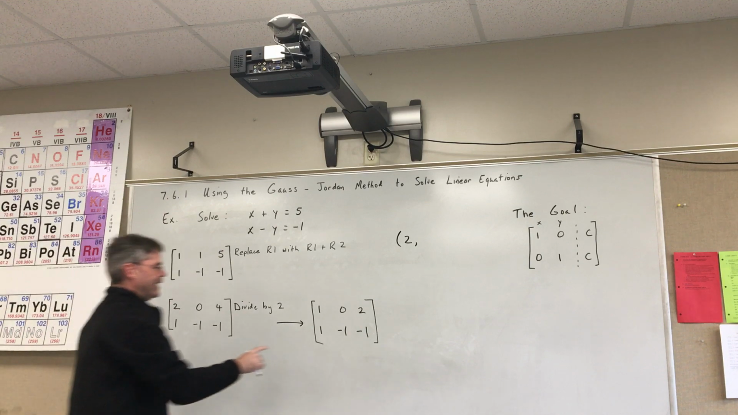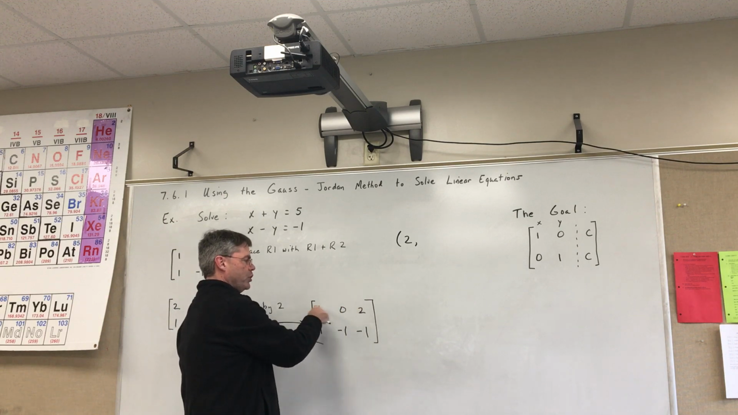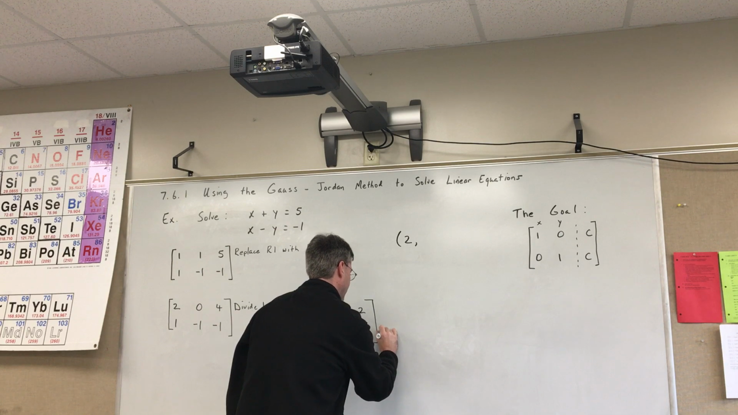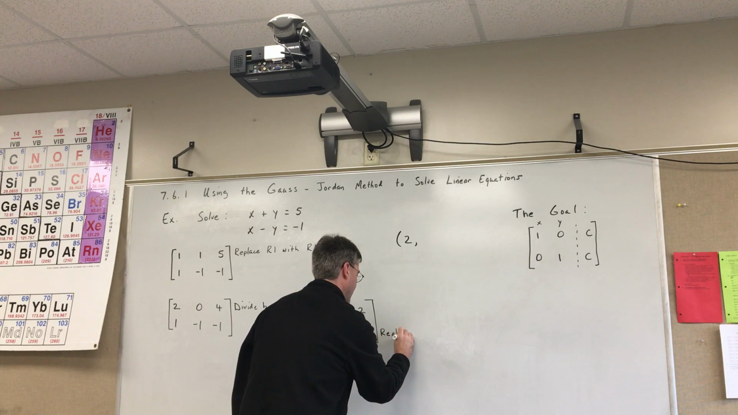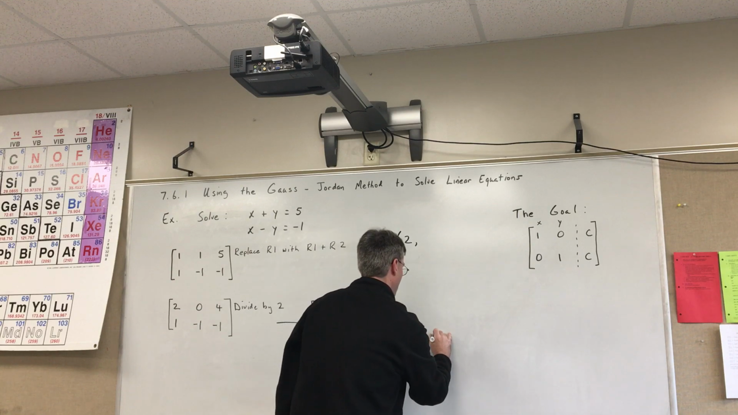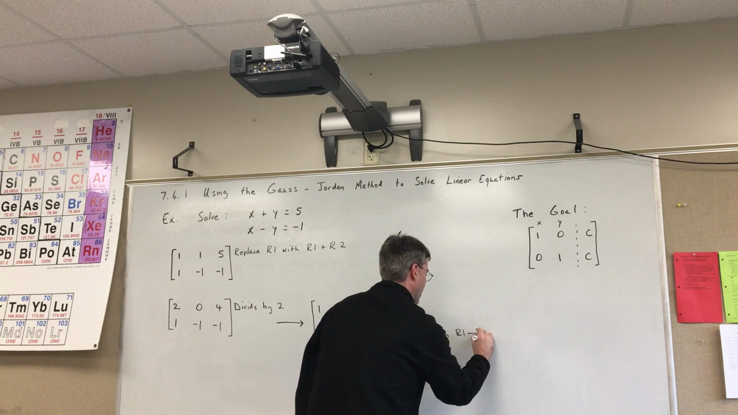All right, now I want to get a 0 right here. So I'm going to continue to use this 1, 0, 2, and I'll replace row 2 with row 1 minus row 2.